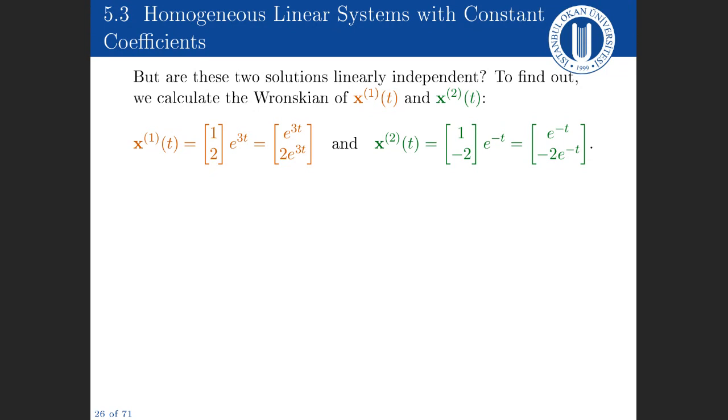Let me rearrange the two functions first of all. When I calculate the Wronskian, I don't want vector multiplied by exponential function, I just want vector. So the first function I'm going to write as e to the 3t, 2 e to the 3t, and the second function I'm going to write as e to the power minus t, minus 2 e to the power minus t. The Wronskian is the determinant of the matrix where the first column is x1 and the second column is x2. When we calculate the Wronskian of these two functions, we get minus 4 e to the power 2t, which is never equal to 0. Because the Wronskian is not equal to 0, these two functions are linearly independent.